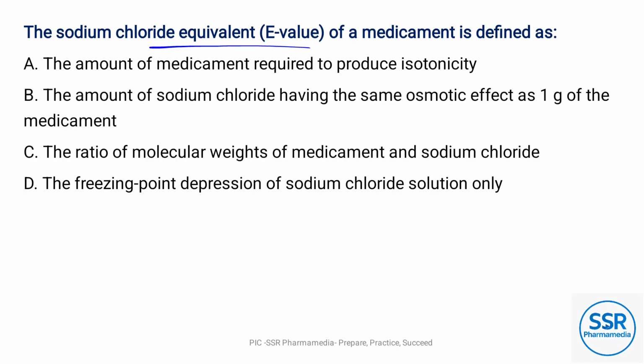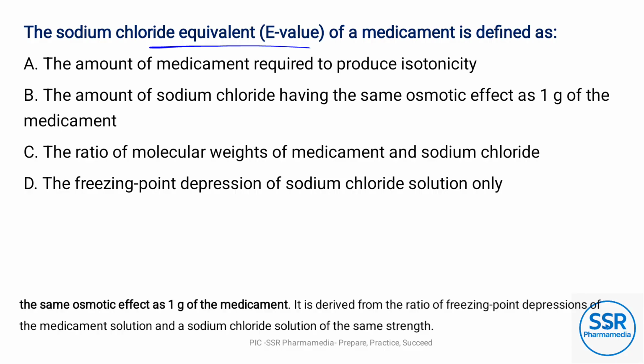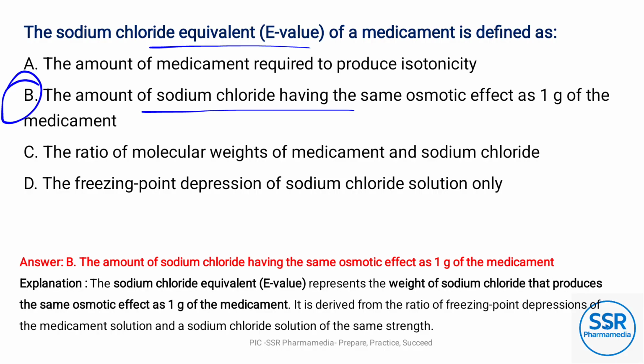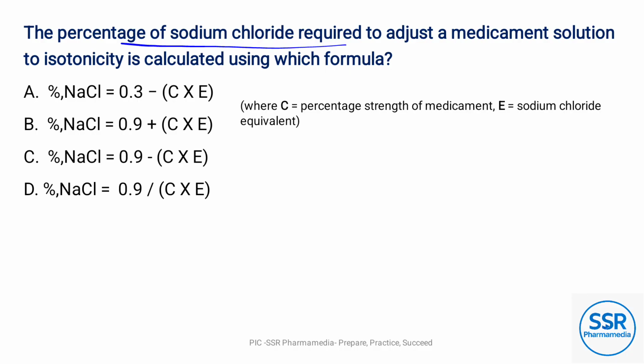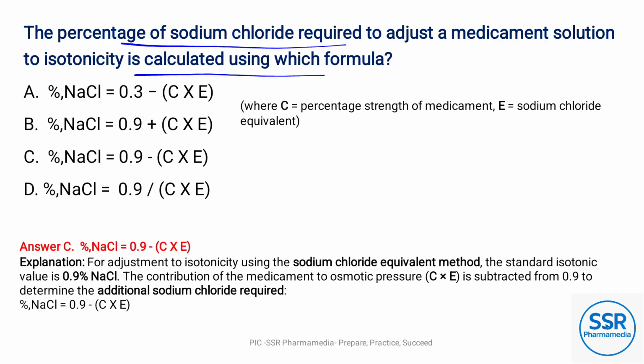The sodium chloride equivalent of your medicament is defined as, option B, the amount of sodium chloride having the same osmotic effect as 1 gram of the medicament. The percentage of sodium chloride required to adjust a medicament solution to isotonicity is calculated using the formula, option C: percentage of sodium chloride is equal to 0.9 minus C into E. C means percentage strength of medicament. E means sodium chloride equivalent.